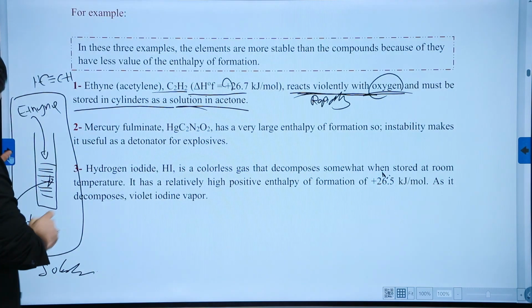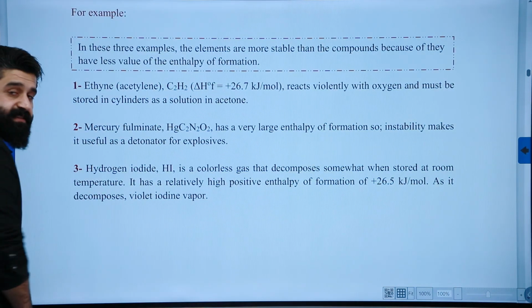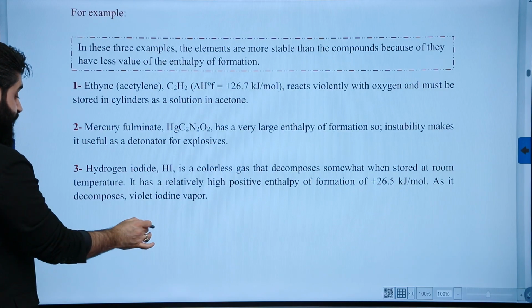The first one. The second one, mercury fulminate. Let's learn how to write down the formula of mercury fulminate. Look, KNO.